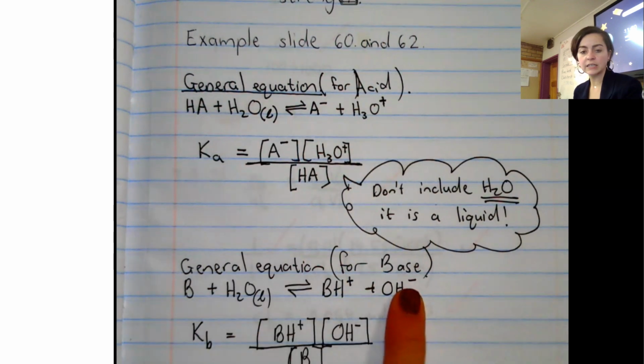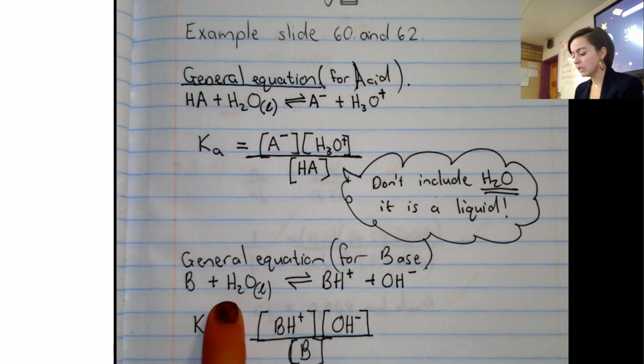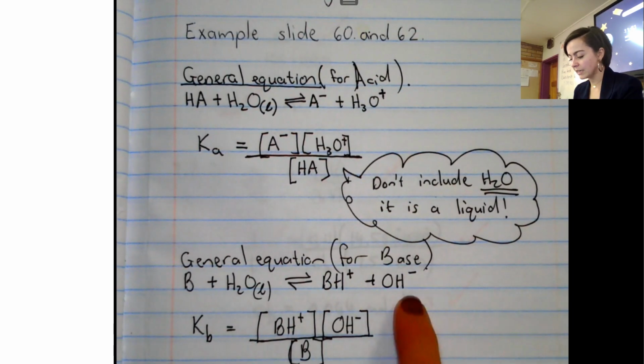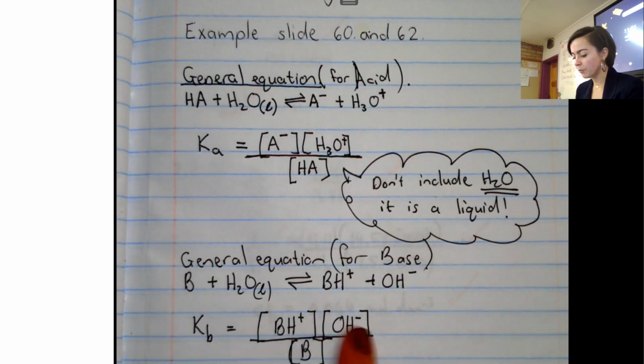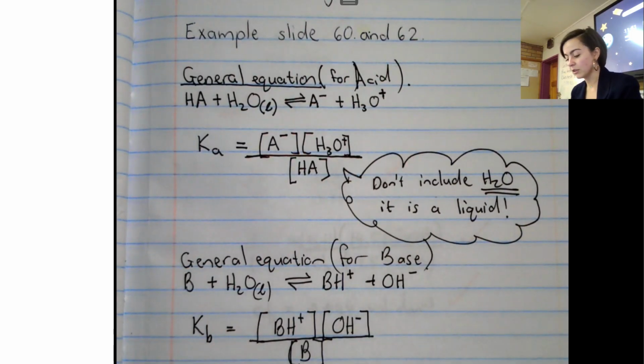For a base, it's the same thing. If I have my base plus water, then it would gain the hydrogen and create a hydroxide ion, and they will go at the top, whereas the base goes at the bottom. Again, please don't include the water because it's a liquid. All right.